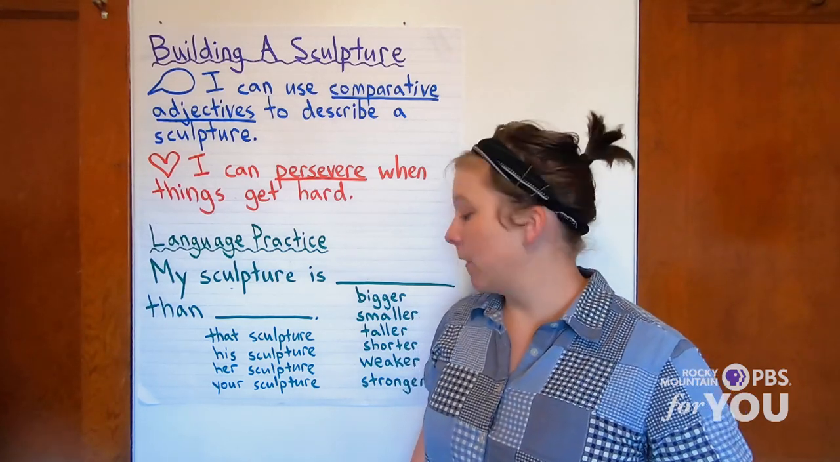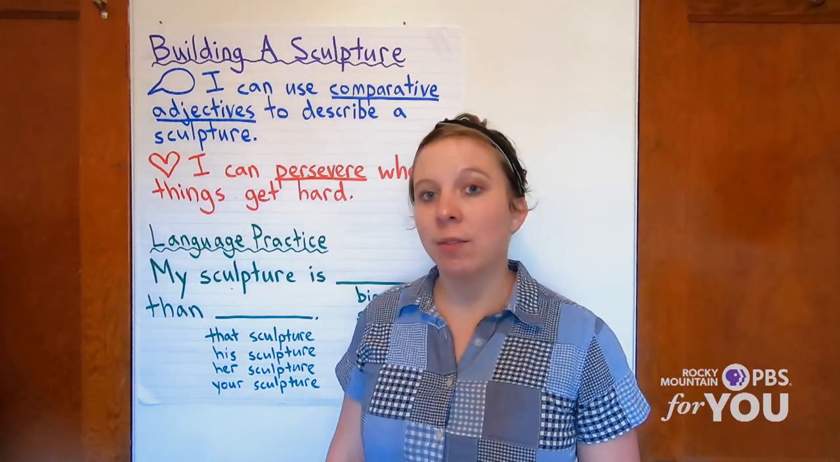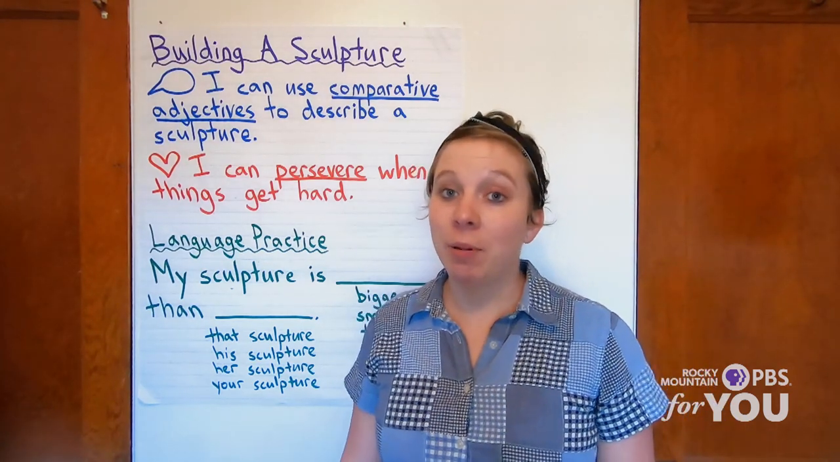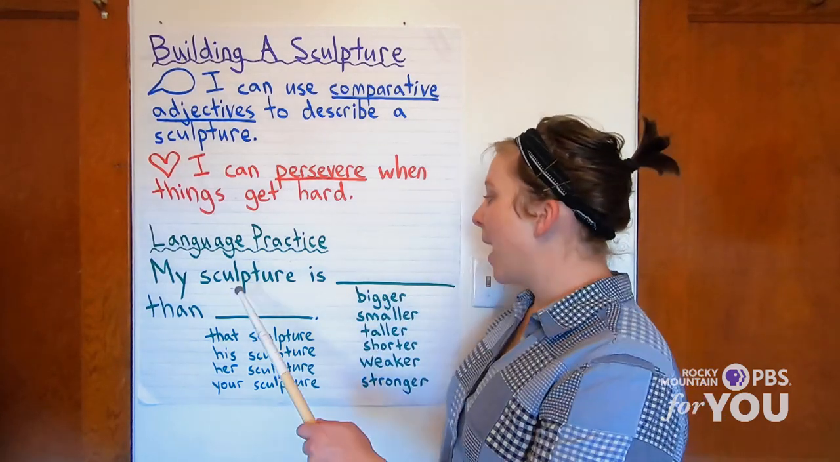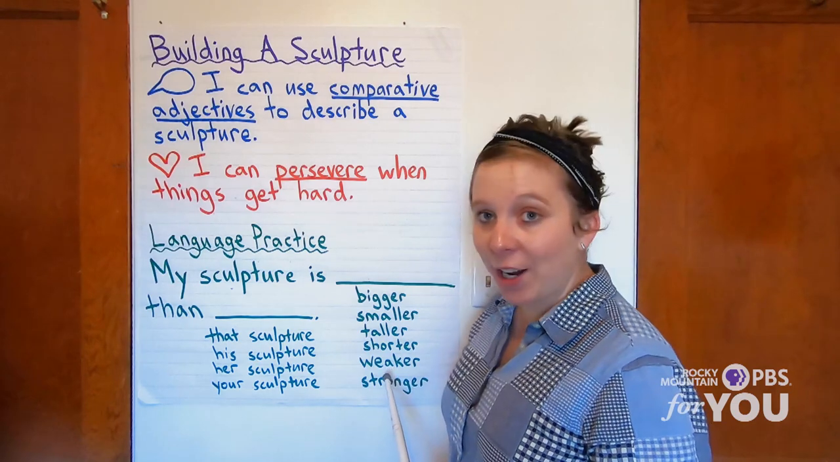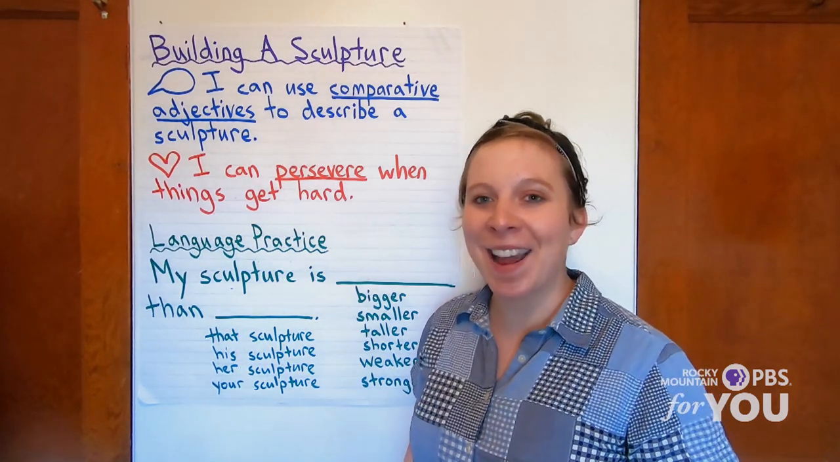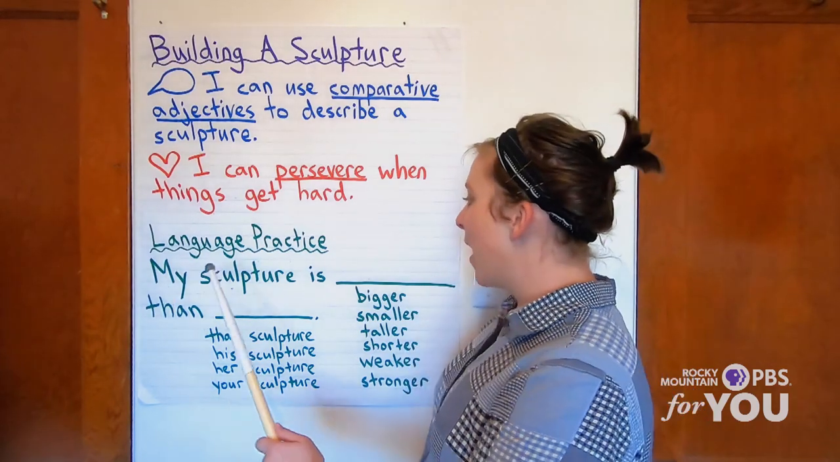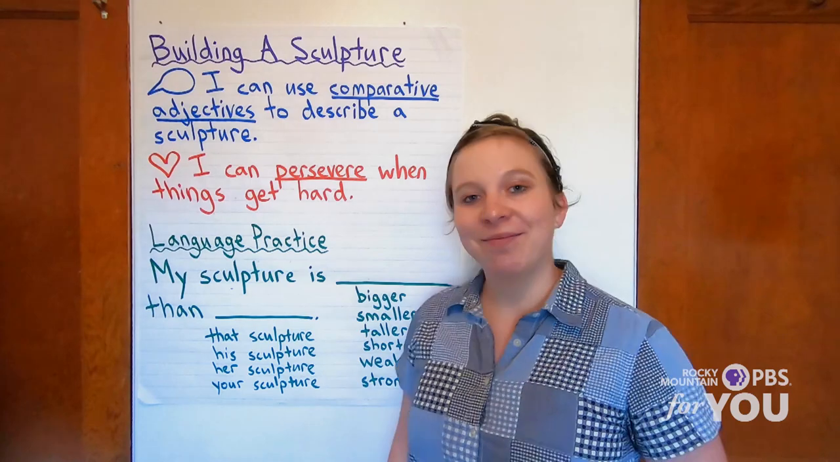Really heavy stuff. I'm gonna say my sculpture is weaker. If there was a big storm, it would probably fall over. Okay, my turn first. My sculpture is weaker than that sculpture. Your turn with me. Ready, go. My sculpture is weaker than that sculpture.